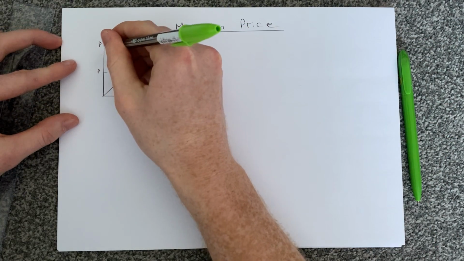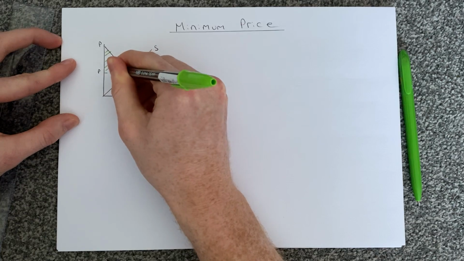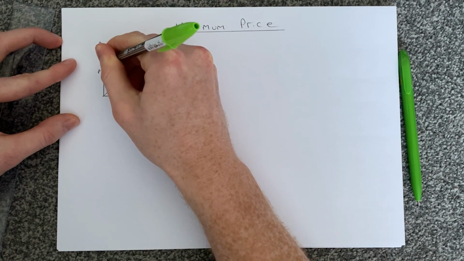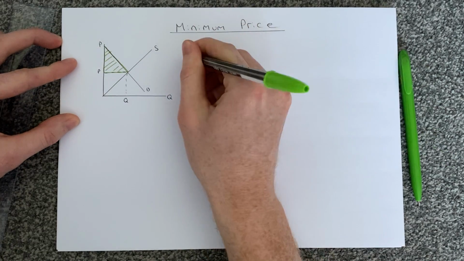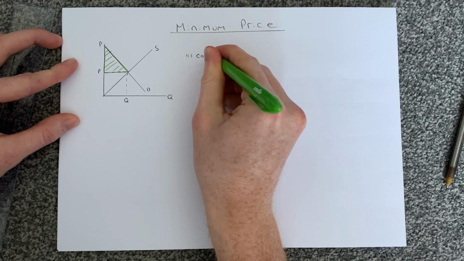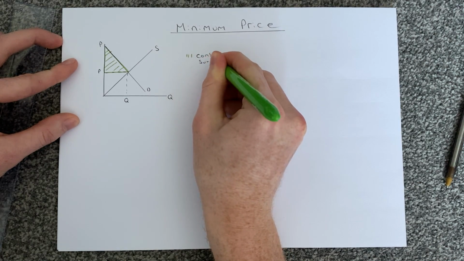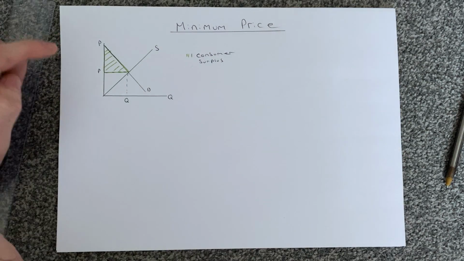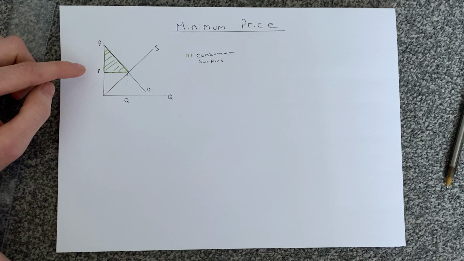So we're going to label the consumer surplus in green. And basically it's the green triangle that I've just highlighted. That is the consumer surplus. And the reason why that is the consumer surplus is because there are a number of consumers who are willing and able to pay more than the market price of P.